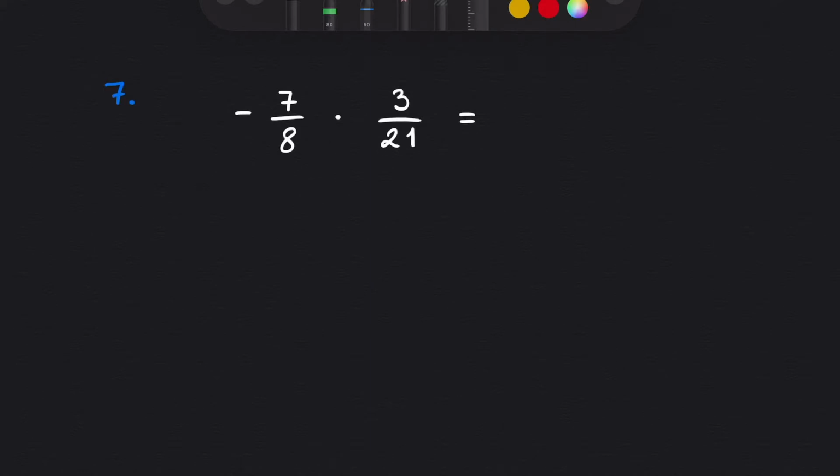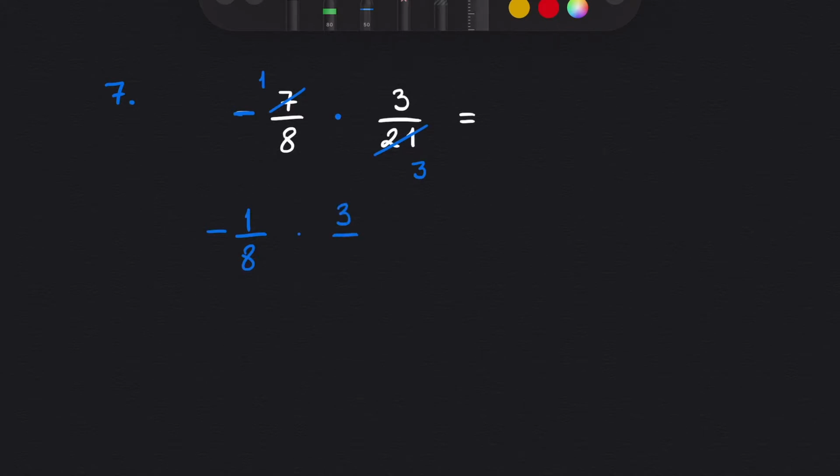Example number 7. We have -7 over 8 multiplied by 3 over 21. Before we do anything, let's simplify this for our next step. 7 divided by 7 is 1. 21 divided by 7 is 3. So we can only do this when we are multiplying. When we're adding or subtracting, we cannot simplify like this. Okay? So let's rewrite this with our new numbers.